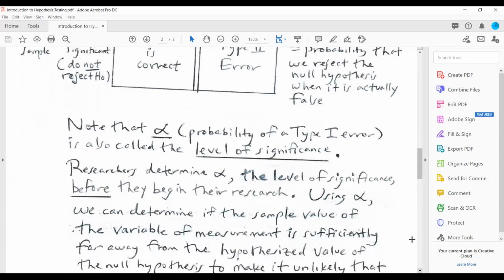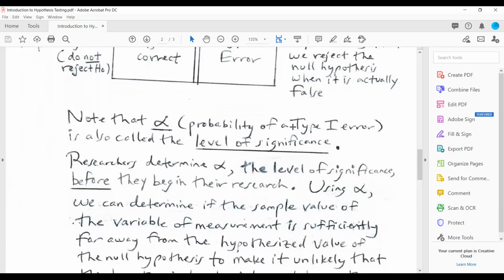All right. Now, the alpha, that's the probability of a type 1 error, is also called the level of significance. The level of significance. Now, why do we call it that? Because that's the amount of type 1 error that we can, as a researcher, tolerate. I think Dr. Williams mentioned that, right? If you pick 0.05, you pick some small number, like 0.05, which is a 5% level of significance.